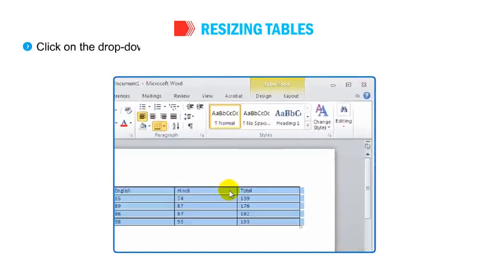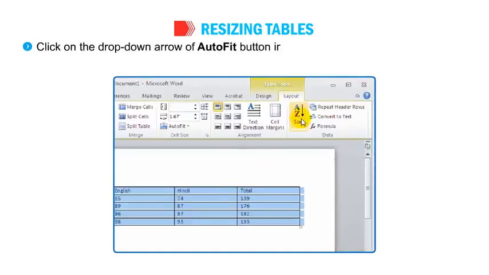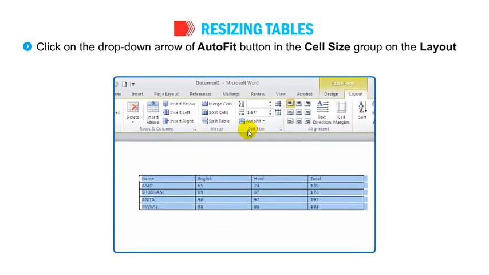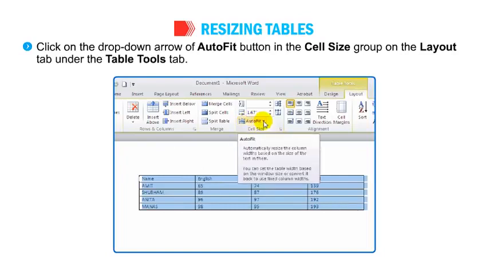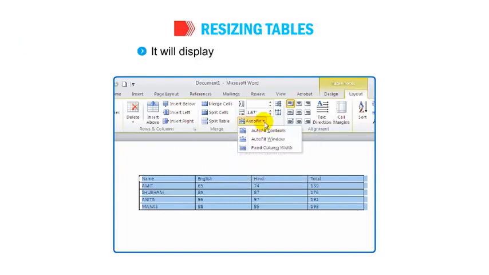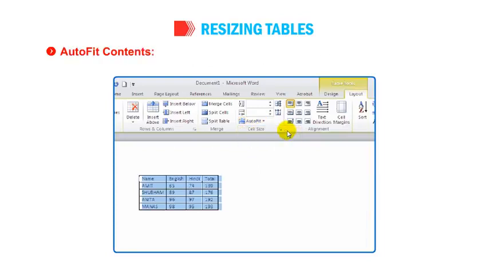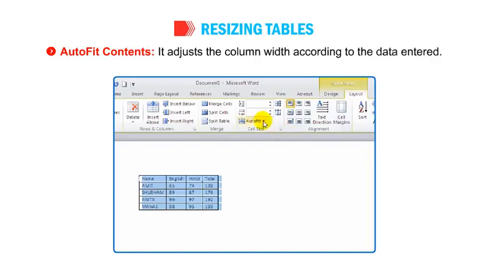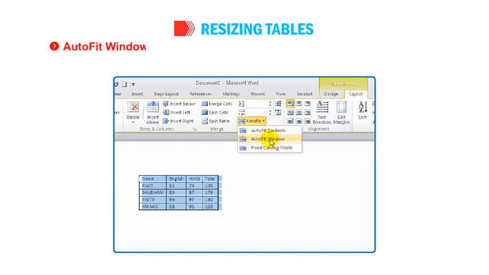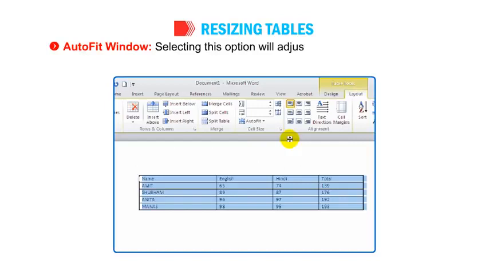Click on the drop-down arrow of the Auto Fit button in the Cell Size group on the Layout tab under the Table Tools tab. It will display the following three options. Auto Fit Contents. It adjusts the column width according to the data entered. Auto Fit Window. Selecting this option will adjust the table according to the margins set on a window.